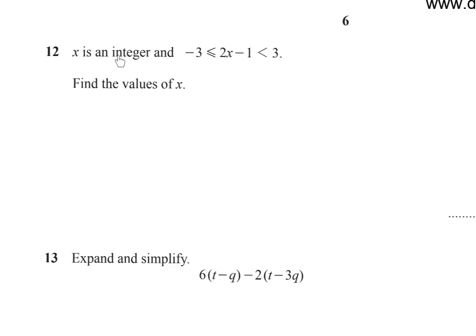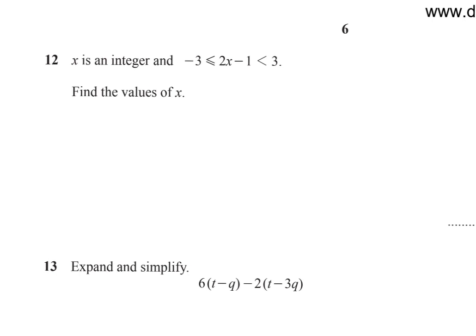Number 12, x is an integer, and -3 is less than or equal to 2x minus 1, which is less than 3. Find the values of x. To solve this inequality, you can transpose -1 to this side and it becomes positive, or you can add 1 to all parts.